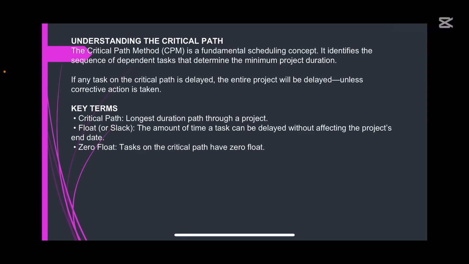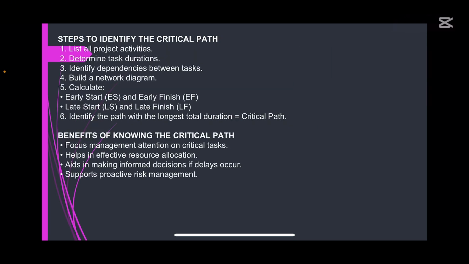Key terms: critical path, the longest duration path through a project. Float or slack, the amount of time a task can be delayed without affecting the project end date. Zero float, the tasks on the critical path have zero float. Now let's move forward, then I'll come back.